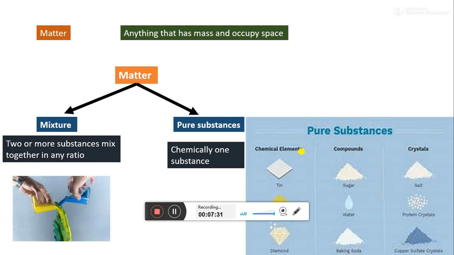If I talk about the water, then it does not contain anything. Anything means no ions, no dissolved substances, nothing. It is just pure water which consists only of hydrogen and oxygen in the ratio of 2:1, right? If you see the crystals, here are the crystals of salts, protein crystals and copper sulfate crystals. It is only made up of those substances only, which is known as pure substances.